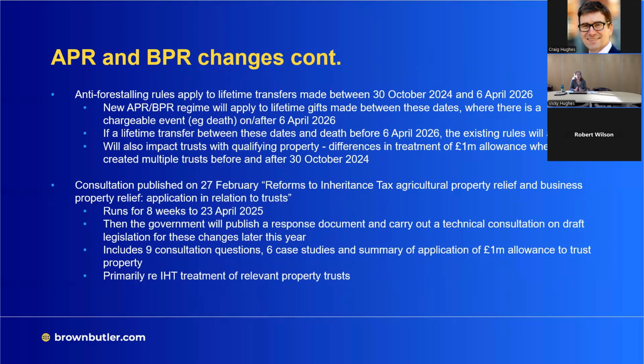It has 9 questions that it's asking interested parties to feed back on. It includes 6 case studies to try and bring the examples to life, and has a summary towards the end of the application of the £1 million allowance to trust properties. And it's primarily discussing the inheritance tax treatment of relevant property trusts. So it's asking people to feed back in relation to how these changes will affect trusts. It's not asking people to comment on how they'll affect individuals in their personal respect.